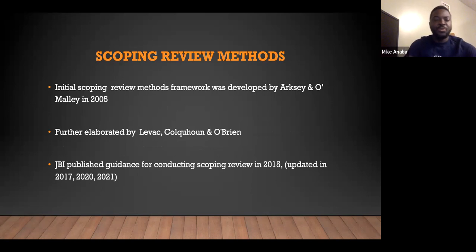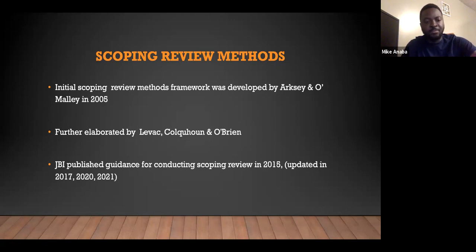So, scoping review methods. The earlier scoping review methods were developed by Arksey and O'Malley, and these guys are quite popular in terms of scoping reviews. They came out with the first initial frameworks that help guide researchers in terms of how to undertake scoping reviews. And further along the line, it was further elaborated or refined by Levac et al. as well.